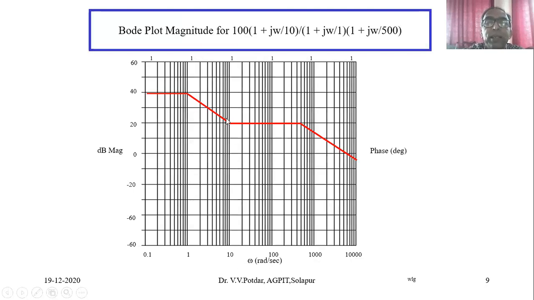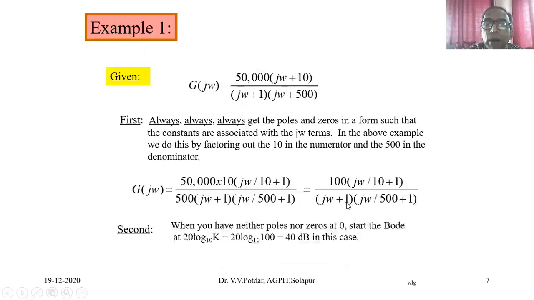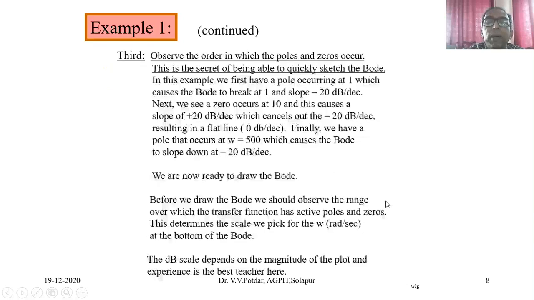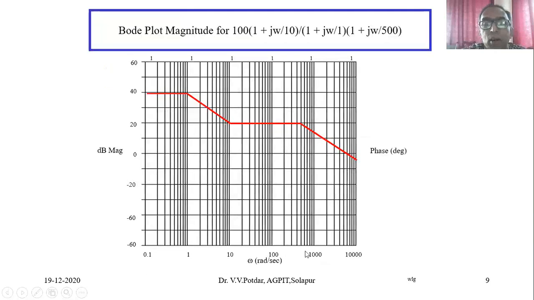Remember, first corner frequency is 1, second corner frequency is 10, and third corner frequency is 500. So on my graph paper, on the x-axis I have got log of omega, starting at 0.1. This is 1 decade, second decade, third decade, fourth decade, fifth decade, 5 cycles, right? So I first of all mark the corner frequencies. First corner frequency is at omega equal to 1, second corner frequency is omega equal to 10, and third corner frequency is omega equal to 500. So this is my third corner frequency.